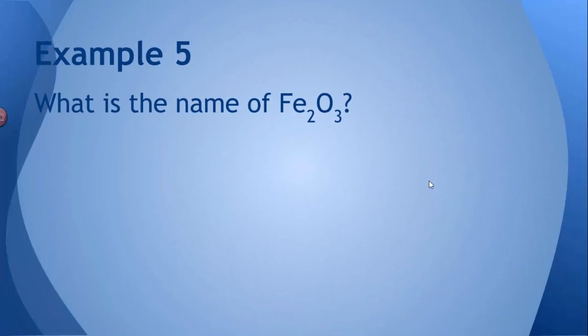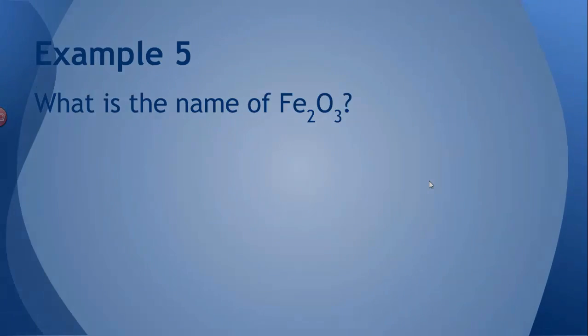So it takes a little work, it takes a little practice. But writing the formulas is pretty easy as long as you know your charges. You just have to make them match. Writing the names, also pretty easy. Just be wary of the transition metals and make sure that you know what the charge on that metal ion is. Okay, we'll get some practice in class. Ask questions if you're not sure how to do it.